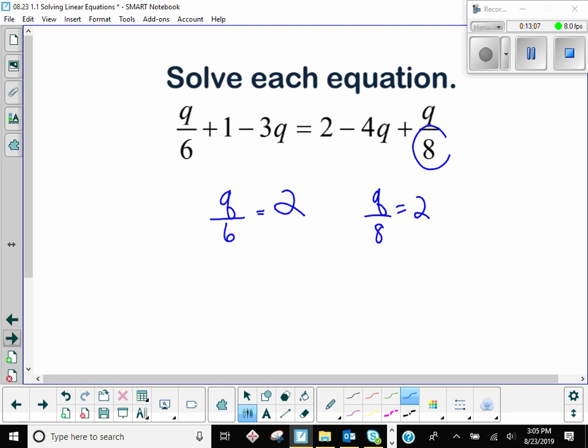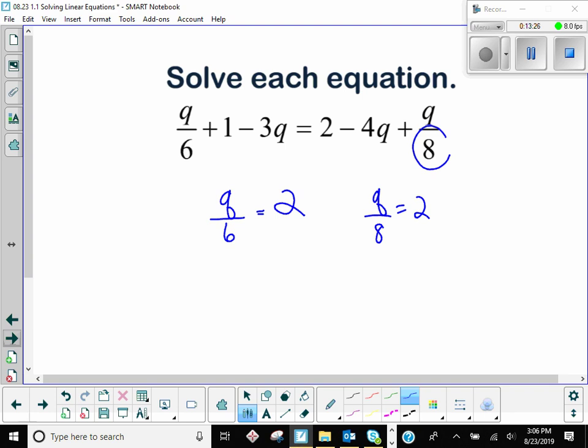It's a process we call clearing the denominators. And if we can get everything into integer form, it makes our math easier. Fractions will increase our likelihood of making a mistake. It's not impossible, but it just makes it harder. And so any suggestions how we might be able to get rid of the 6 and the 8 at the same time?